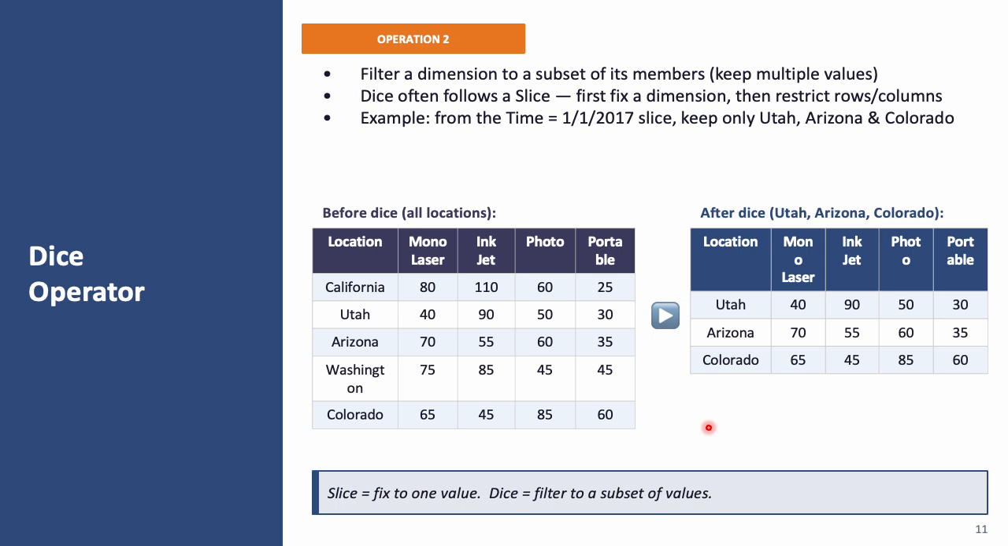The dice operation does not change the values. It only restricts the scope. So in practice, dice and slice are often chained together. An analyst might first slice to a specific time period to get a 2-dimensional view, then apply a dice to further narrow down the locations or products of interest before moving to a drill down or roll up.